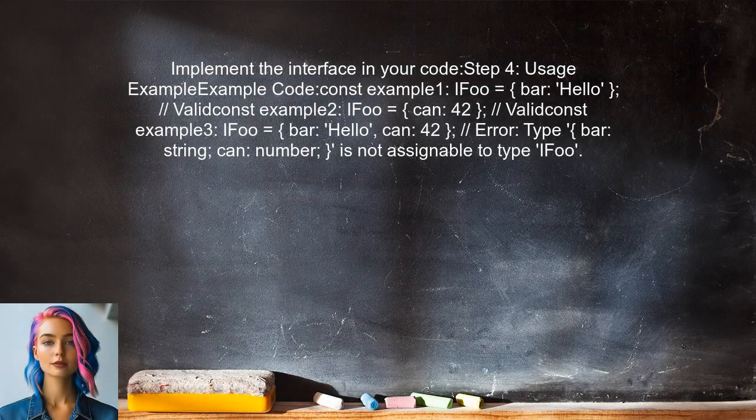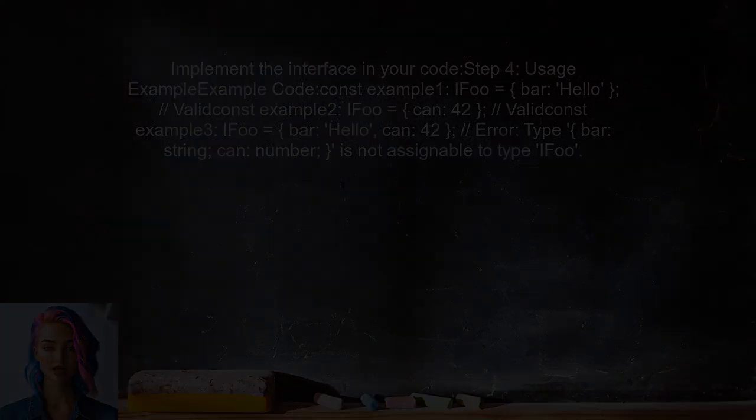Finally, the user can implement this interface in their code. This will enforce the rule that either bar or can must be provided, but not both.